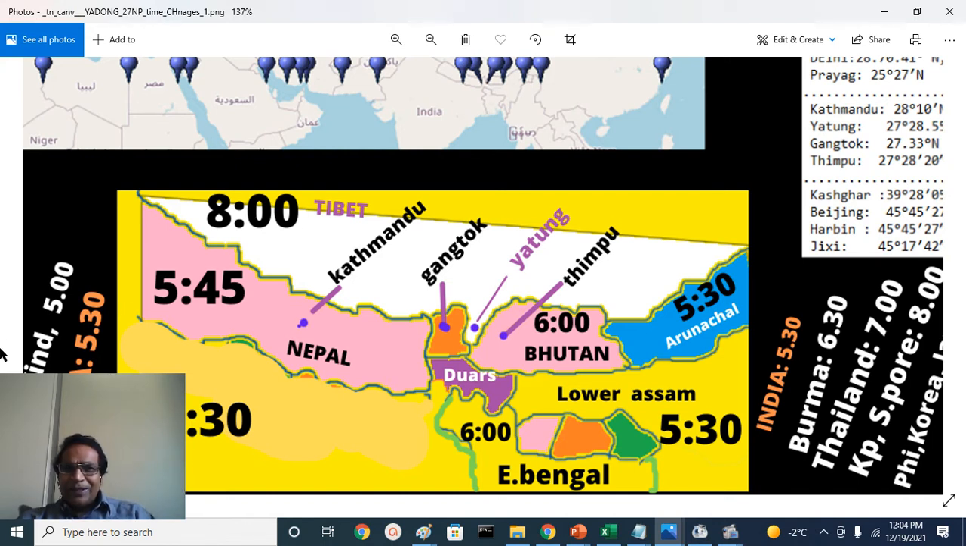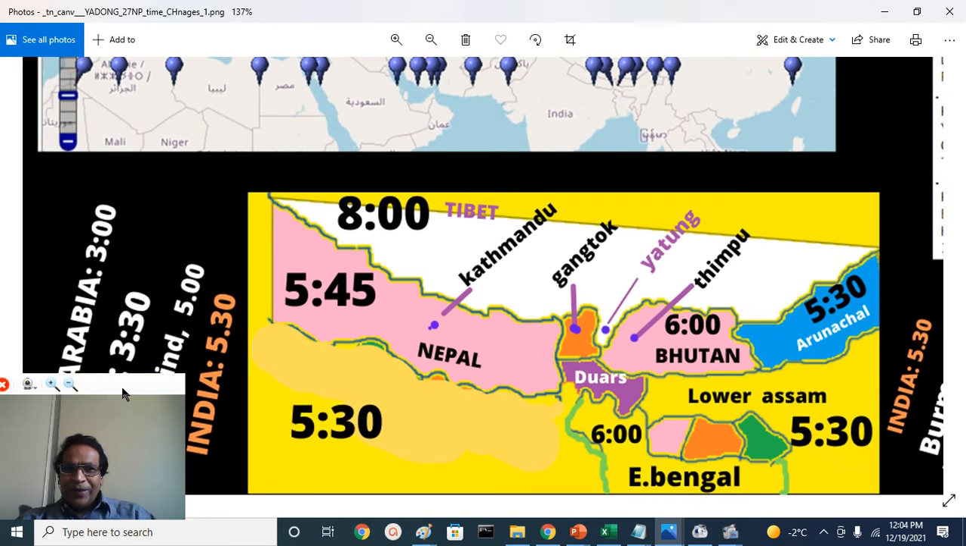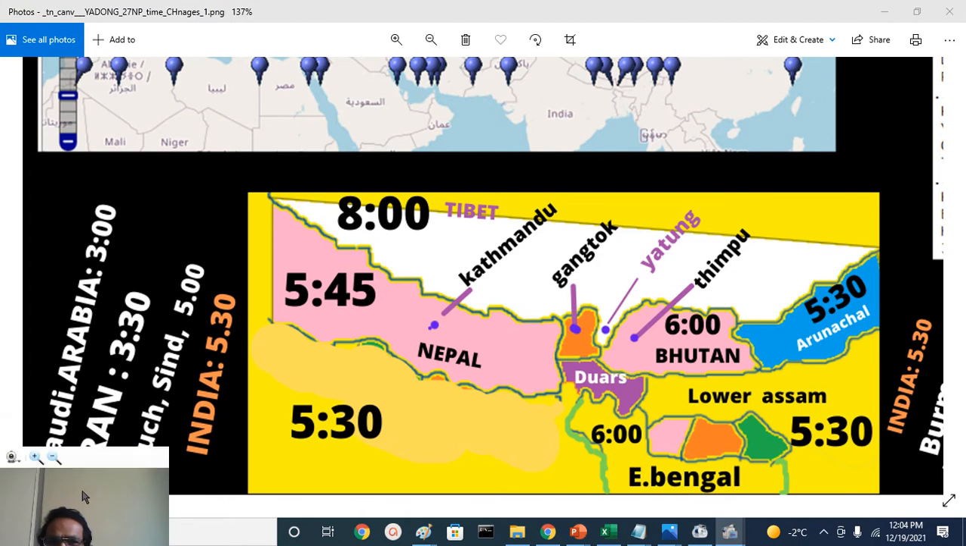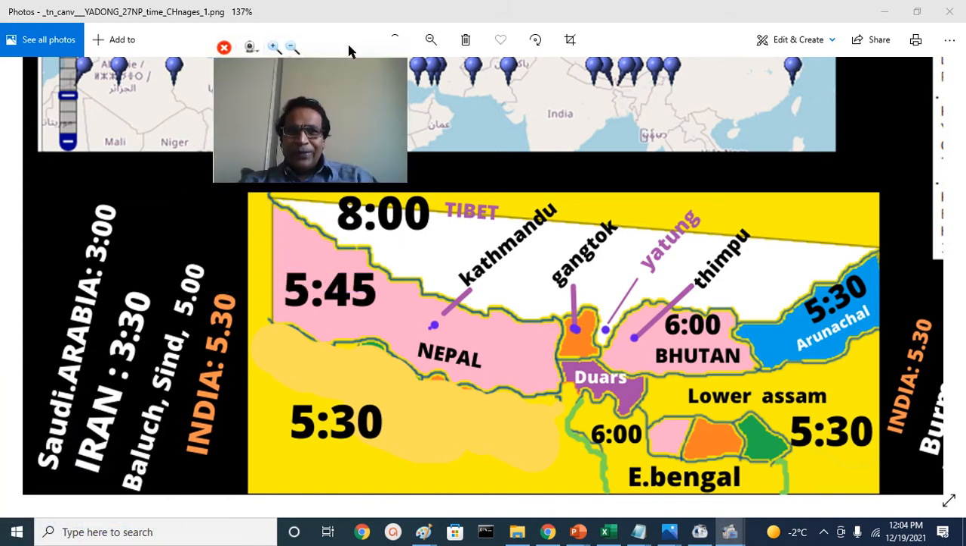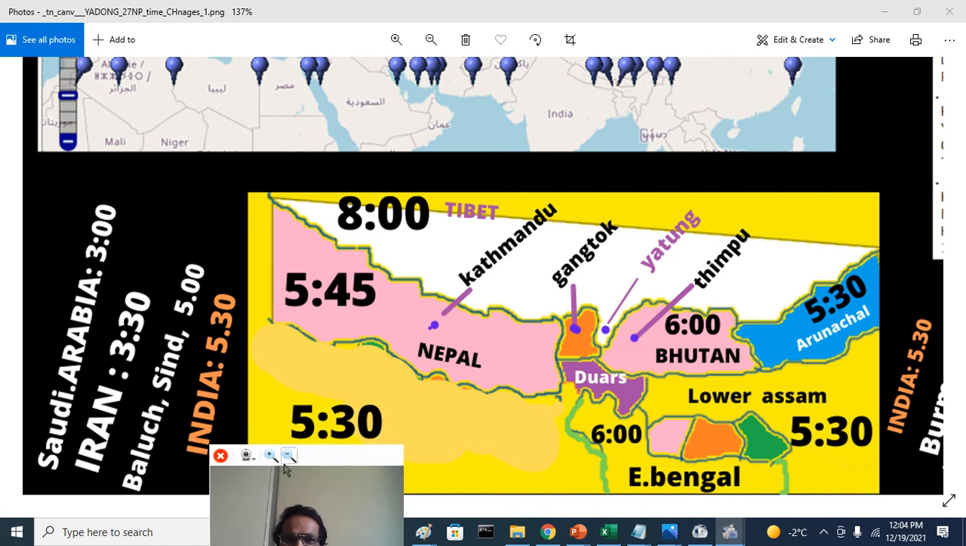That means when you are coming from Saudi Arabia, there will be 3 hours. Then Iran is 3:30. Then if you go to Afghanistan, Kabul, Kandahar, that will be 4:30. If you do not want to go that way and come to Balochistan and Sindh, that is 5. Pakistan follows 5 hours ahead of GMT. Then you enter Rajputana in India. That is 5:30. So far, so good.